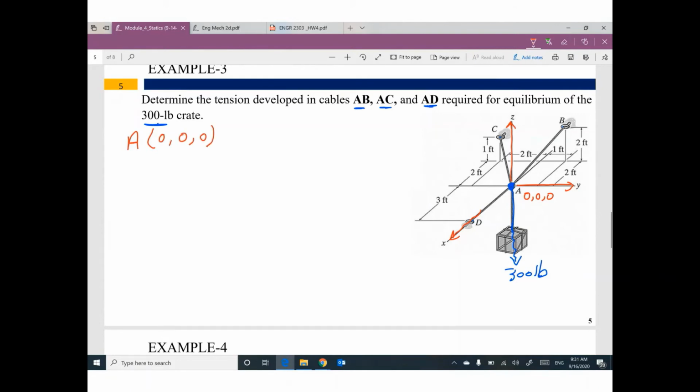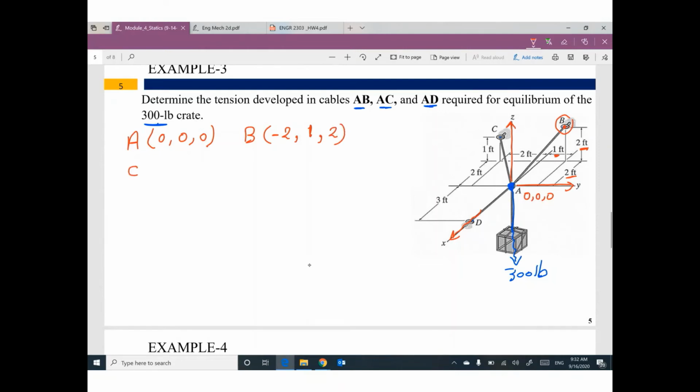What about point B? Where is point B? Here you go. This point. How can I move from the origin to point B? I have to go in x direction by -2. In y direction, how much? +1. In z direction, how much? +2.